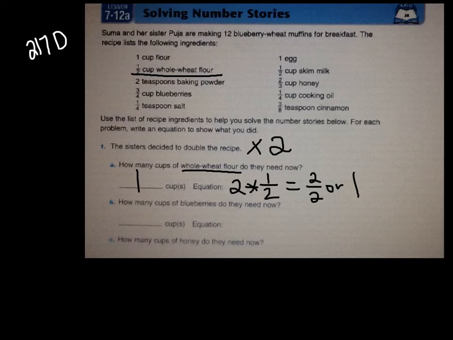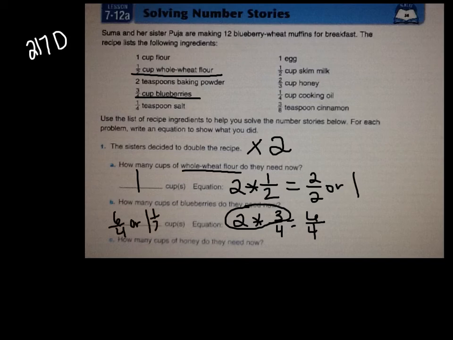Yes, again we're doubling the recipe, so we're doing 2 times, and our blueberries were 3/4 of a cup. And using our algorithm to figure that out, we could do 2 times 3, which is 6, over our denominator 4. So 6/4 cup, or 1 1/2 cups. And finally, part C says, how many cups of honey do they need now? Who can help me out with this final problem?